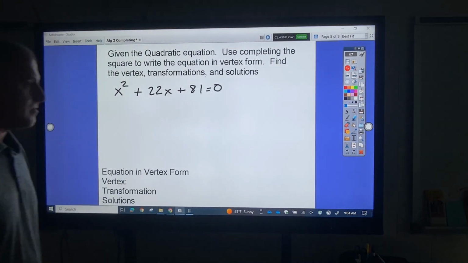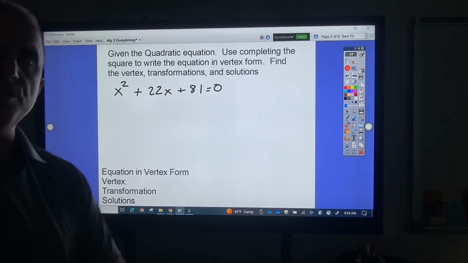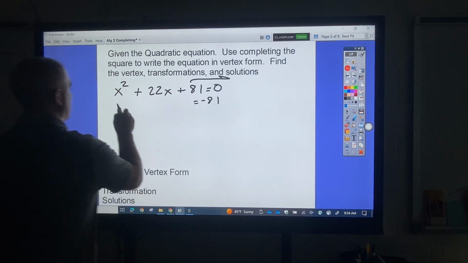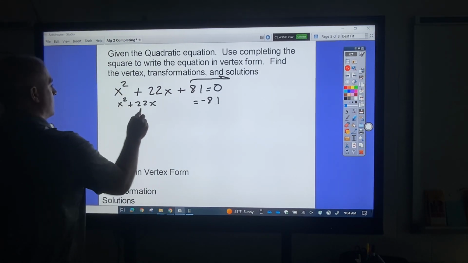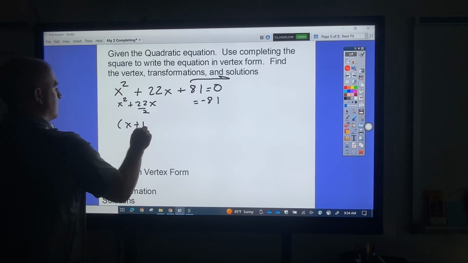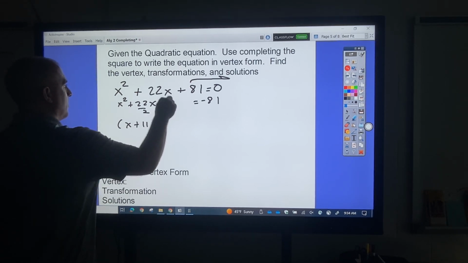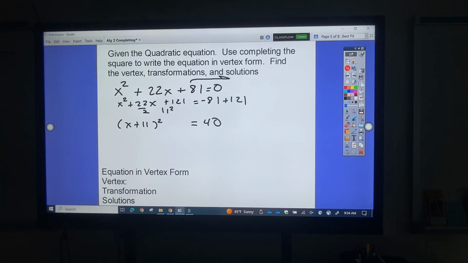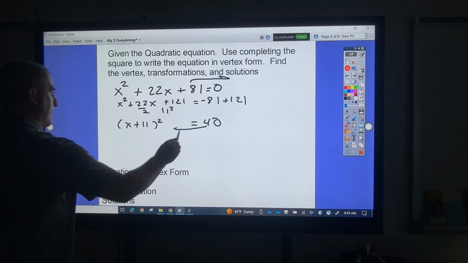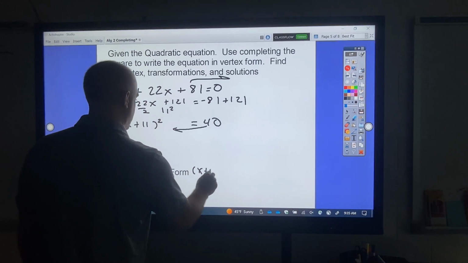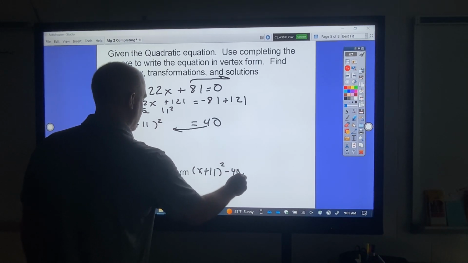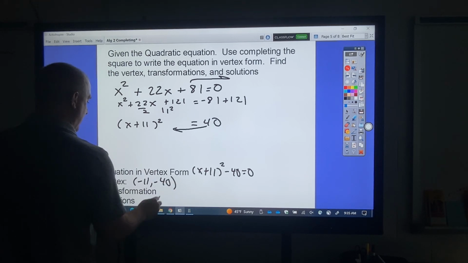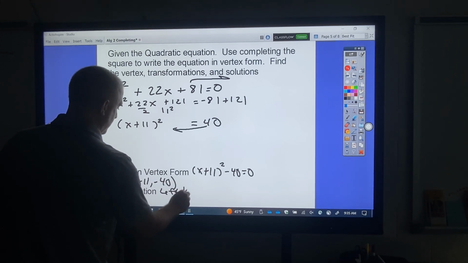Now, I'm going to go over a couple of them that involve just reducing the square root. Same concept. 81 moves over. Take 22 divided by 2, I get 11. 11 squared is 121. Add 121, I get 40. Now, vertex form, I would move that back. So it would be x plus 11 squared minus 40 equals 0. My vertex would be negative 11, negative 40. How would I get there? Left 11, sorry, down 40.